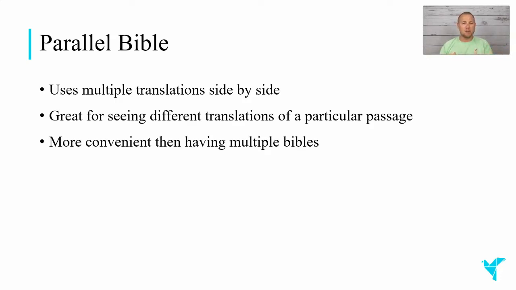And so having multiple translations laid out side by side really helps us see each verse from a different angle and emphasizes different things that the translators thought were important in these verses. So these are great for seeing different translations of a particular passage, and it's more convenient than having multiple Bibles. You can have one parallel Bible that has 3 or 4 different translations in one book that you can open up and read one by one as you're going through it. Or you can have 4 or 5 Bibles spread out across your desk trying to flip through and find each one. So there's just a convenience about having a parallel Bible.